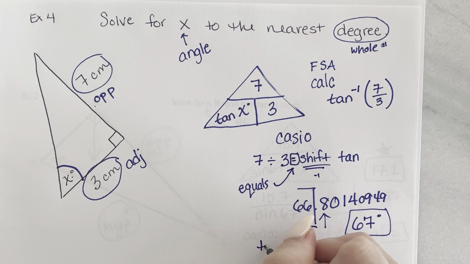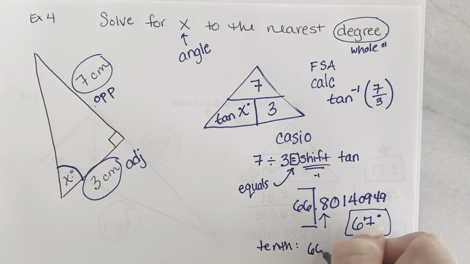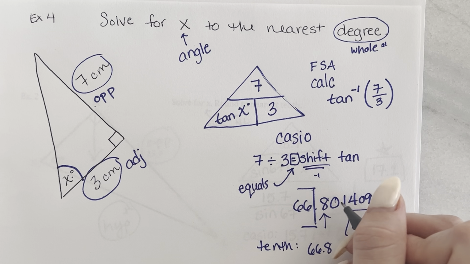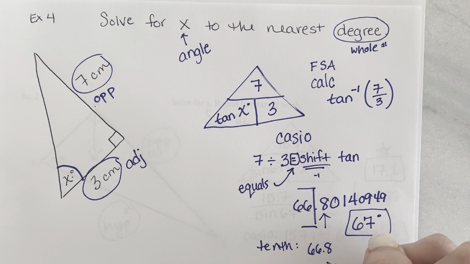So if it had said the nearest tenth, you would put 66.8. If they had said the nearest hundredth, it would actually still be 66.8 because this 0 has a 1 behind it. So just make sure you're paying attention to what they ask you to round to.